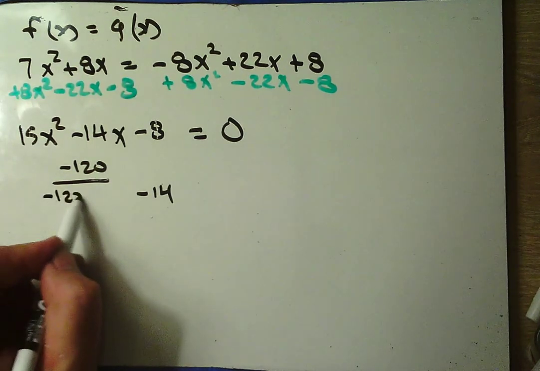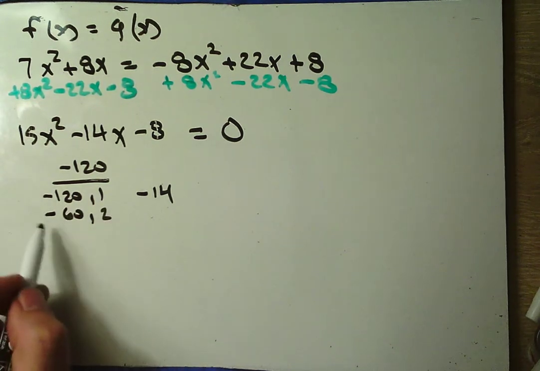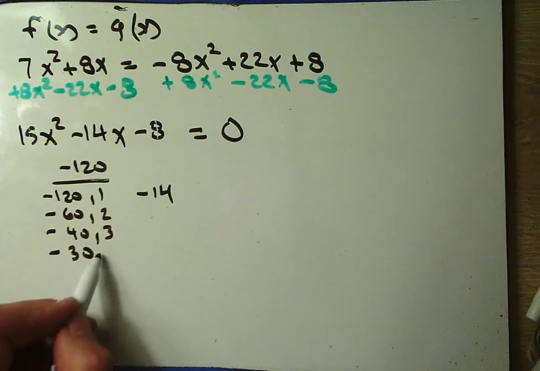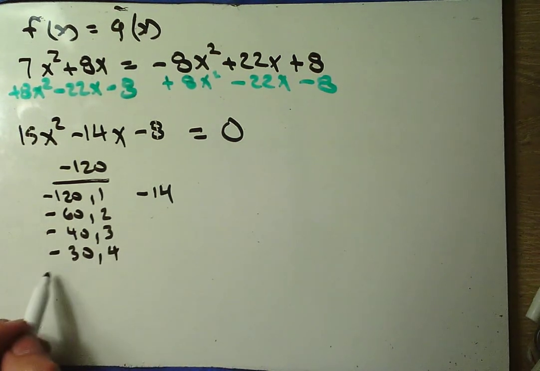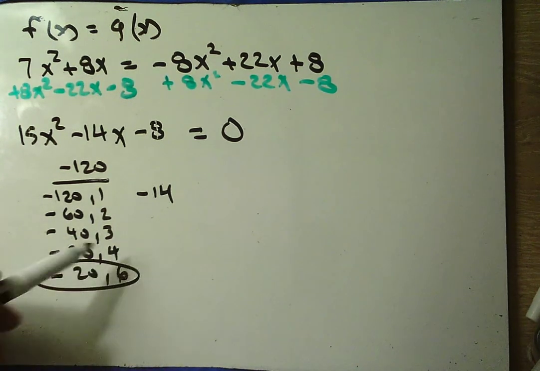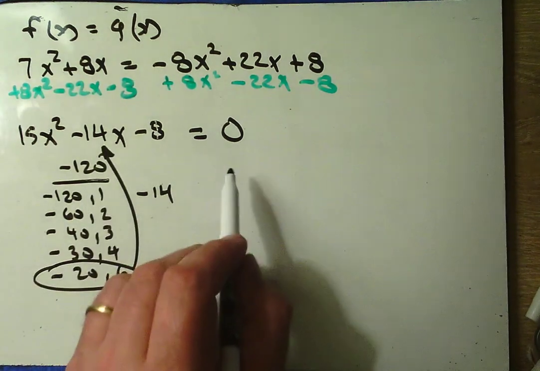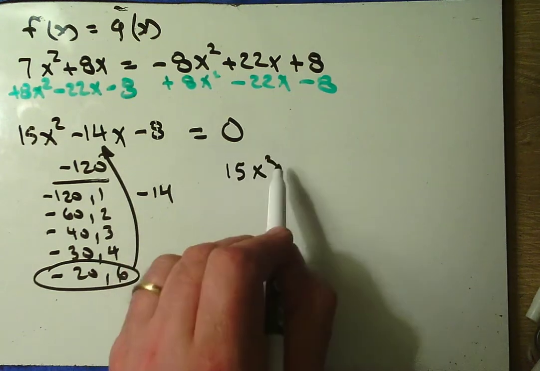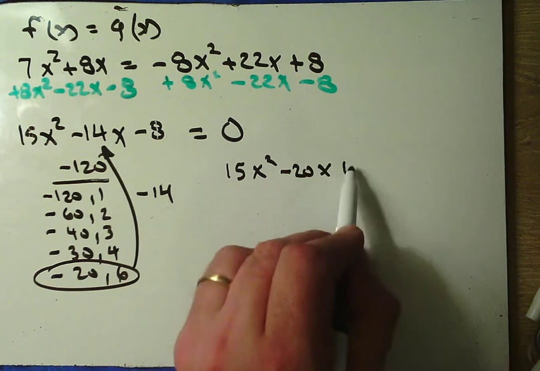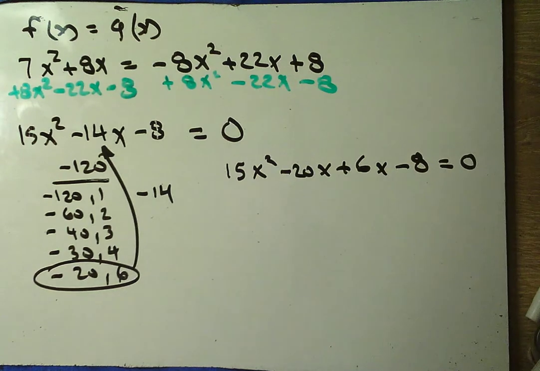Okay, so negative 120 and 1? No. Negative 60 and 2? No. Negative 40 and 3? No. Negative 30 and 4? No. Negative 20 and 6? Ooh, that works. So I'm going to replace this middle term with these factors that add up to that. 15x squared minus 20x plus 6x minus 8 equals 0.